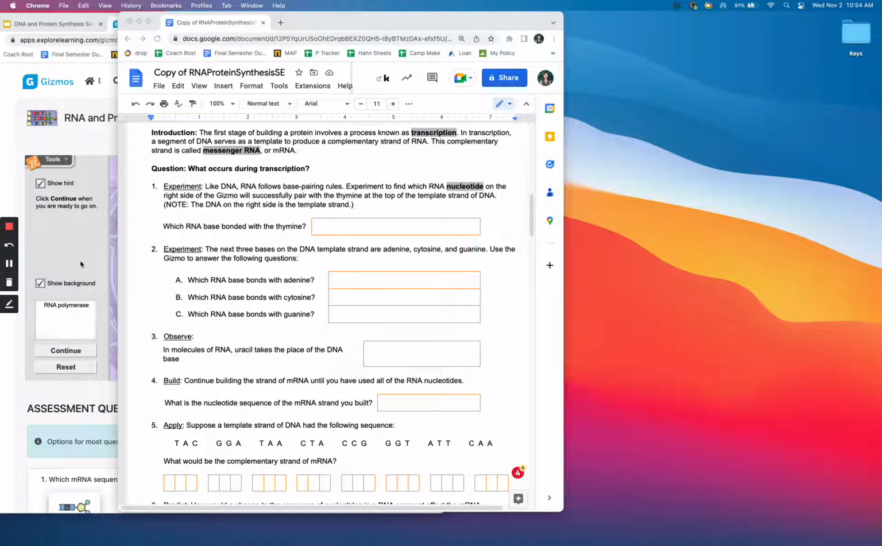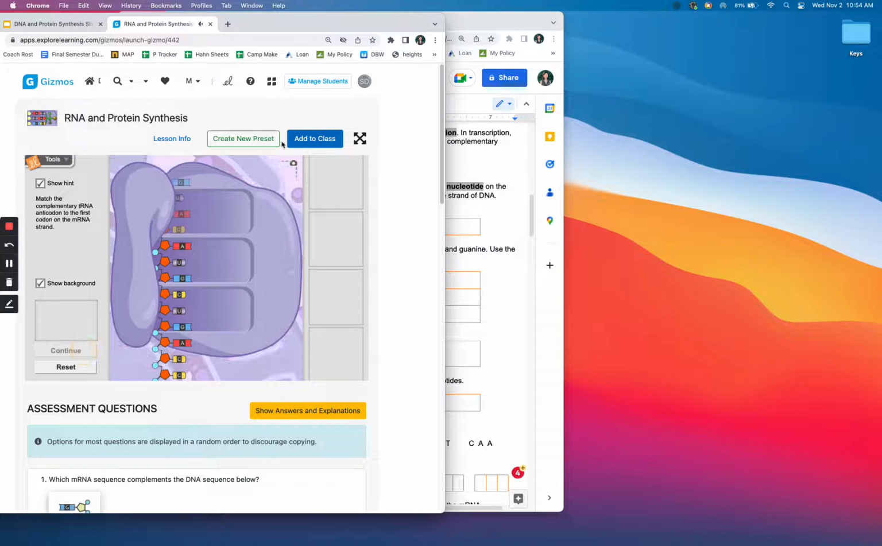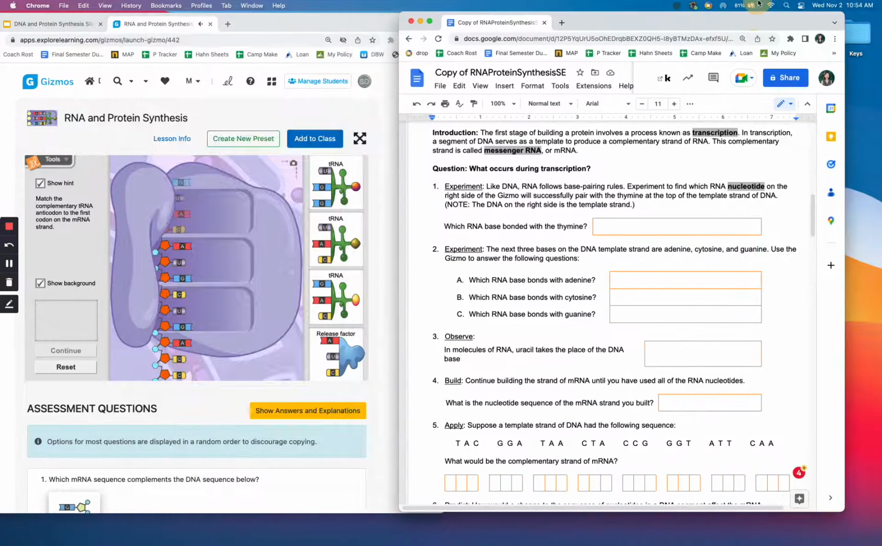Okay, I finished my chain. I'm covering it because I want you to do it by yourself. And then I'm going to click continue. Right. So now my RNA chain is coming over to the ribosome. This big purple thing is the ribosome. And these tRNAs are going to come bringing the right amino acid.